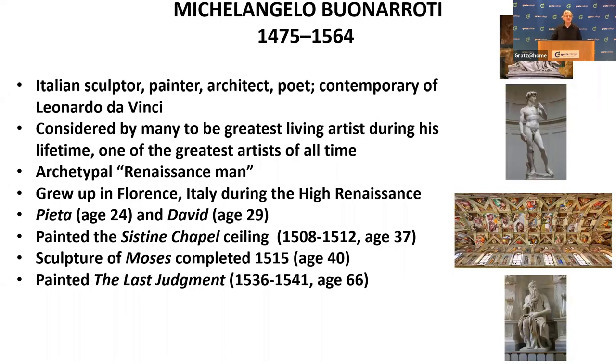So who is Michelangelo and why are we talking about him tonight? Michelangelo's full name is Michelangelo Buonarroti. He was born in 1475 and died in 1564. And here are just a few key facts about Michelangelo. He was an Italian sculptor, painter, architect, poet, contemporary of Leonardo da Vinci. He is considered by many to be one of the greatest living artists during his lifetime, one of the greatest artists of all time. He's viewed as the archetypal Renaissance man.